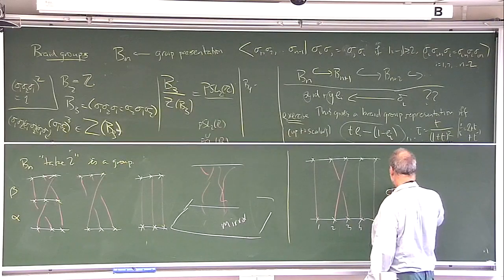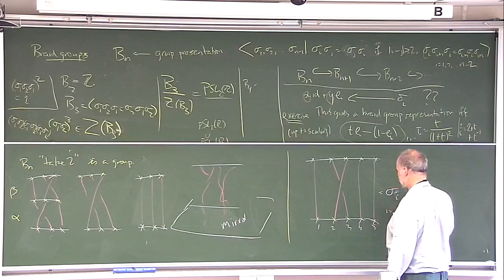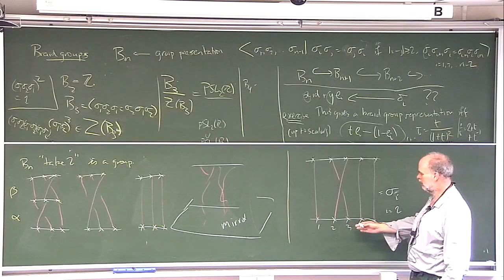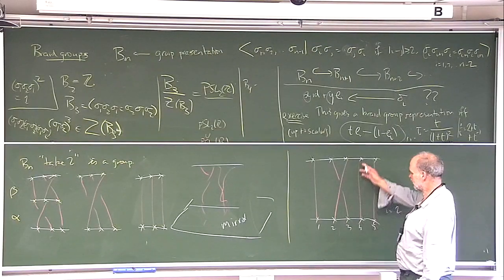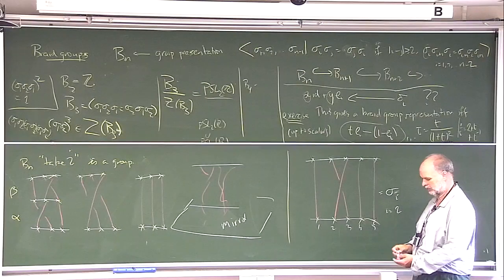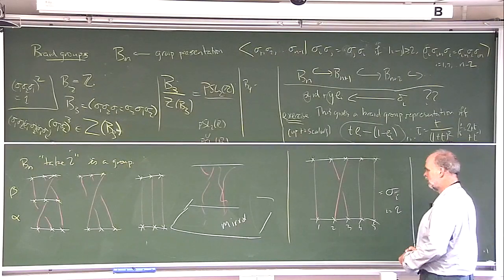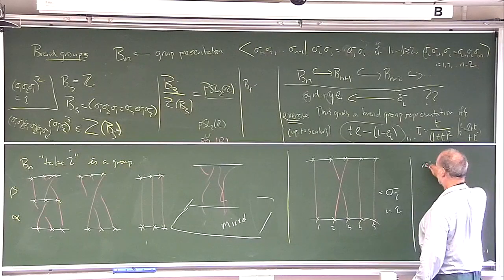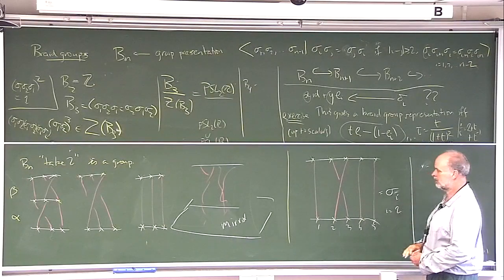So this one we call sigma i, and here i is equal to 2 in this example. So in other words, sigma i in general is a braid with a crossing between the ith and i plus 1th points. Right? Now relations. So why does this generate the braid groups?